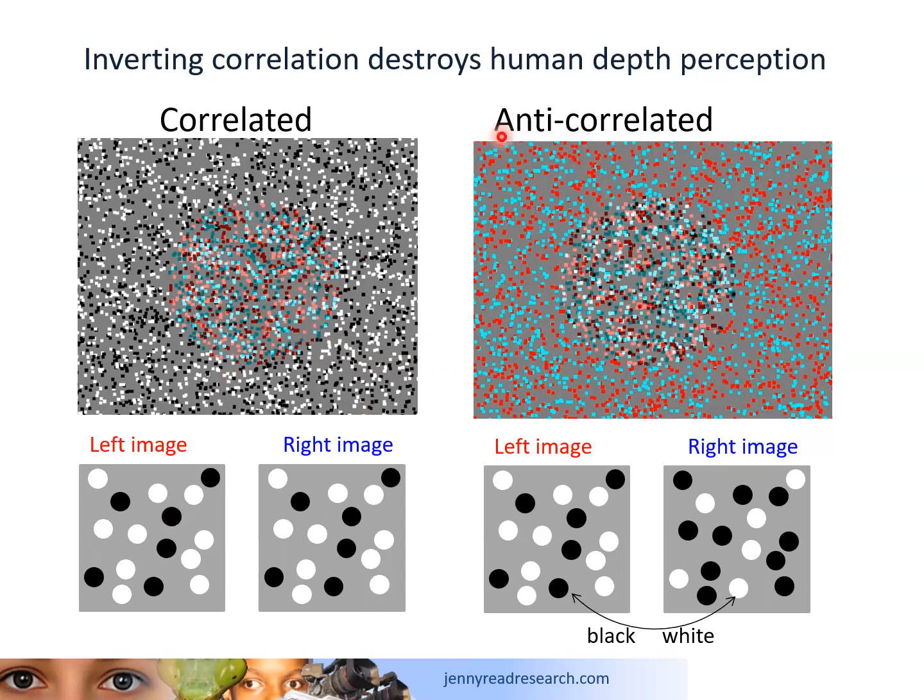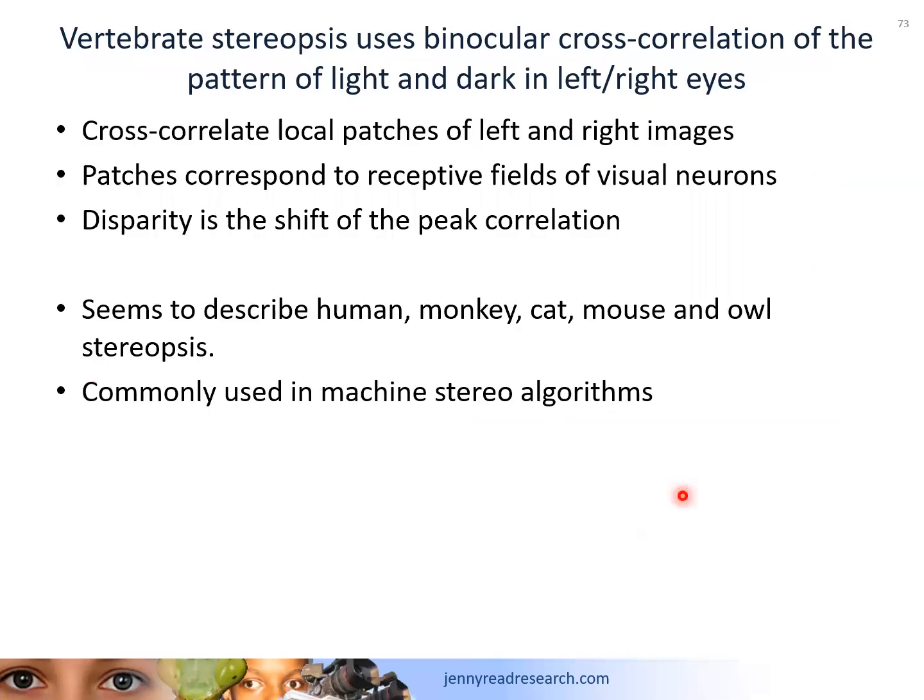On the right, we have an anti-correlated pattern. So now the white dots in the left eye have been replaced with black dots in the right eye. So the correlation is never going to be 1, it's going to be -1. And this just looks a complete mess for humans. You don't even see any depth structure at all. Okay, so that's great. It seems to be a really good description of humans.